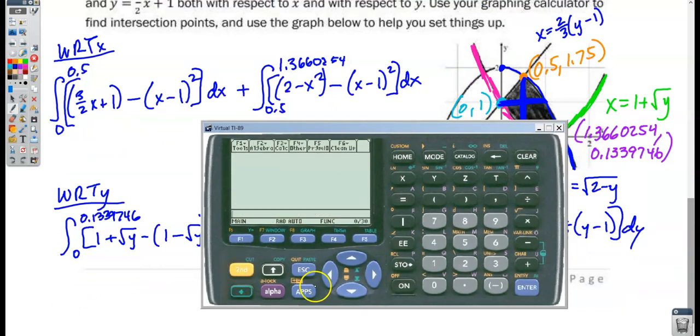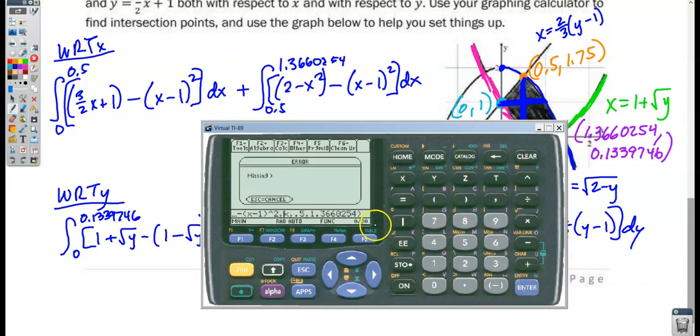All right, we've got the integral of quantity 3/2 x plus 1 minus quantity x minus 1 quantity squared with respect to x from 0 to 0.5, plus the integral of quantity 2 minus x squared minus the quantity x minus 1 quantity squared with respect to x from 0.5 to 1.3660254.